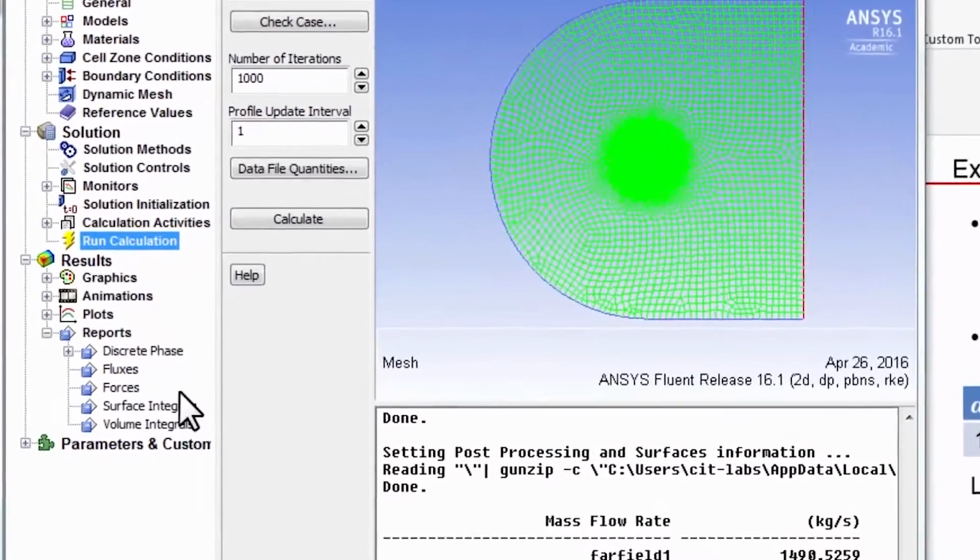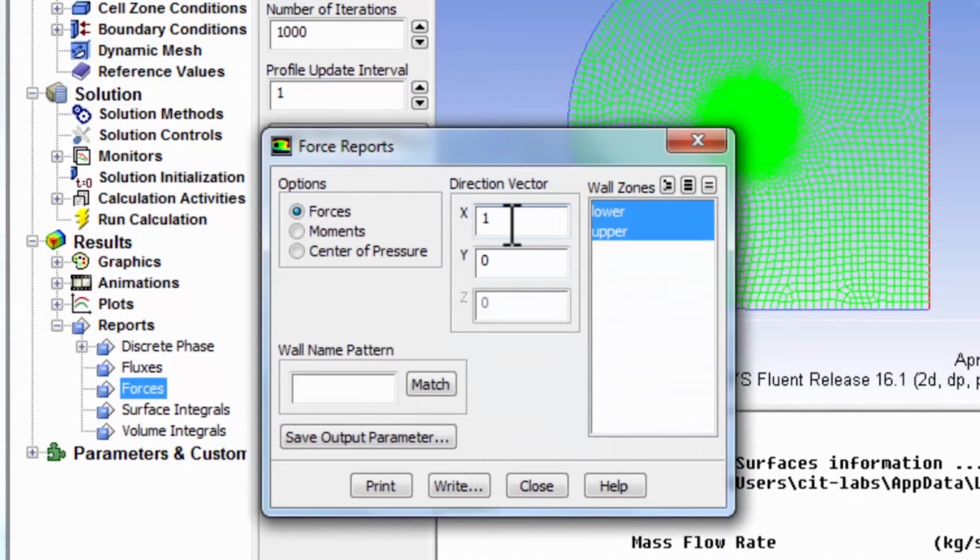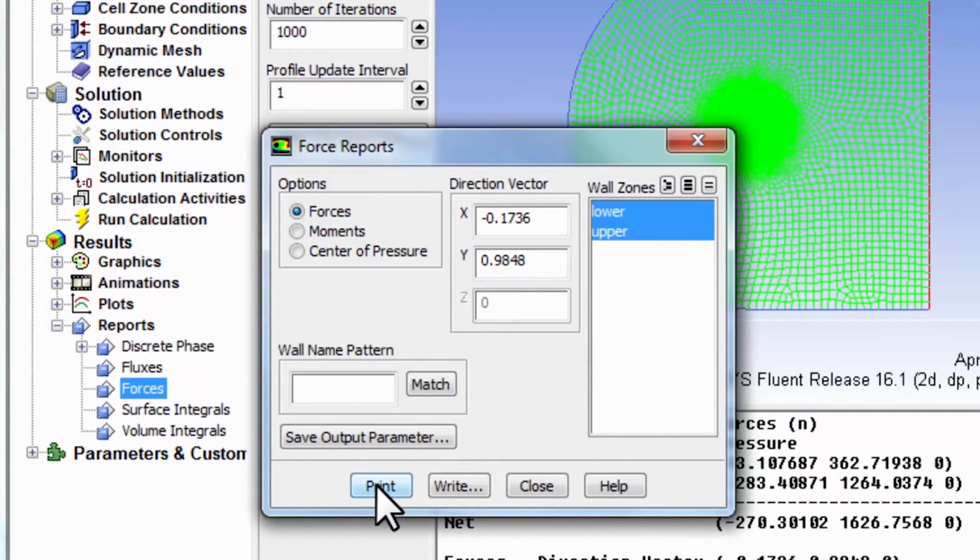For the lift and drag coefficients, we did monitor them as we were iterating. We can also calculate them under Reports, Forces. So let me do that. First, let's take a look at the lift. The direction of the lift is, so I need the x component. This is the same as what we entered before. That's negative because the lift is tilted back with respect to the y-axis. And I say print.